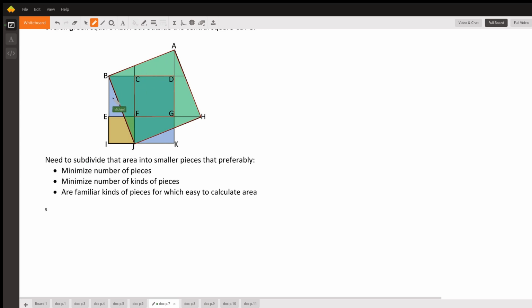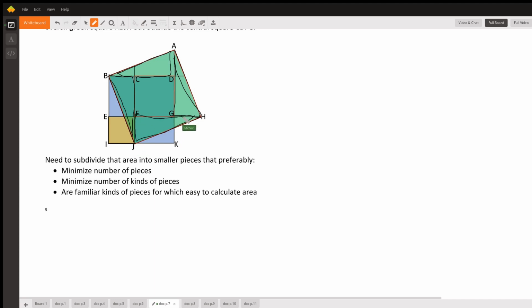There are still a number of ways you could do that, but there's only one way that results in only 4 pieces, all of the same type, and all of a type for which it's easy to calculate the area. And that's to divide it into 4 right triangles. This one, this one, this one, and this one.